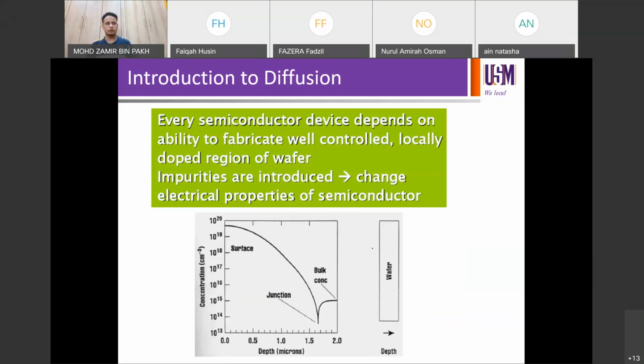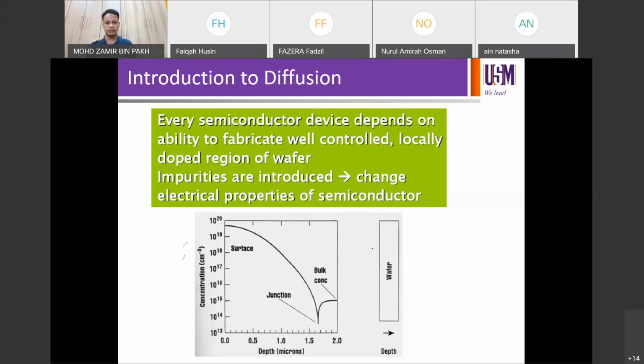So bottom line, we want to fabricate well-controlled dope regions, either blanket or in isolation or in whatever configuration. So we want to introduce impurities, and impurities in this case are desired impurities. Kalau you nak recall balik 386 last time, we had discussed about desired and undesired. So in this case, it's desired impurities because you want to introduce the dopants into the silicon lattice. And you want to change the electrical properties of your silicon eventually to follow certain rules or certain operation, if you like.